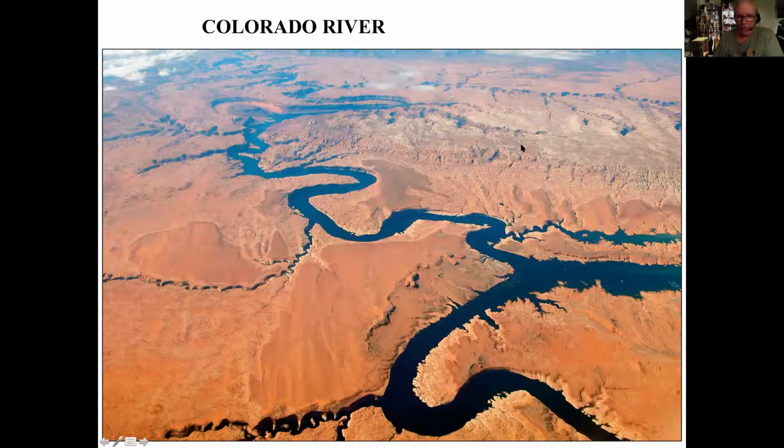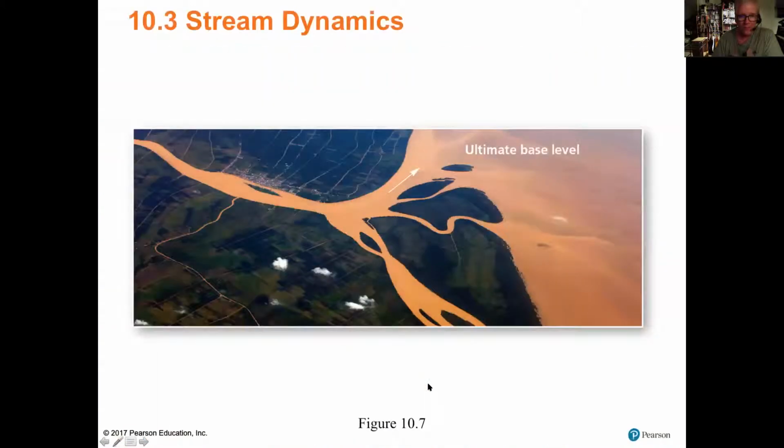But water is always going to take the path of least resistance. Part of stream dynamics is it erodes fastest here, deposits material here, and so if this is easier to erode, then that's where the erosion is going to happen. This is actually Lake Powell up on the Arizona-Utah border. And then eventually you get to the ocean, and that is your ultimate base level.